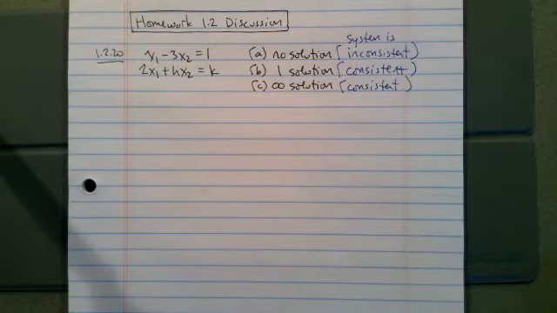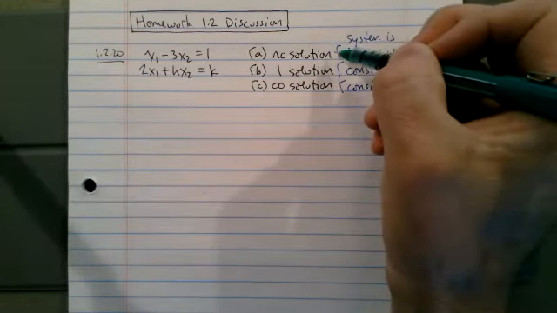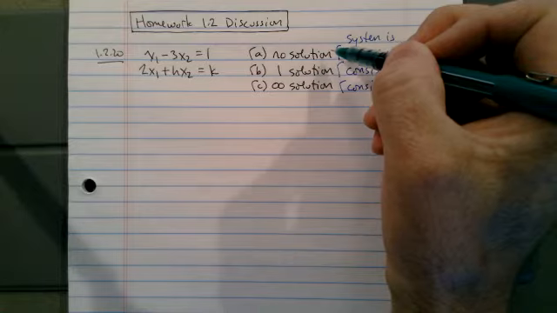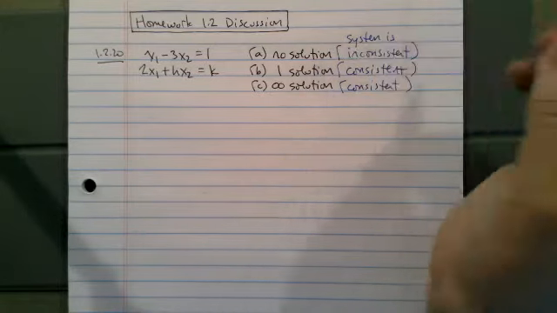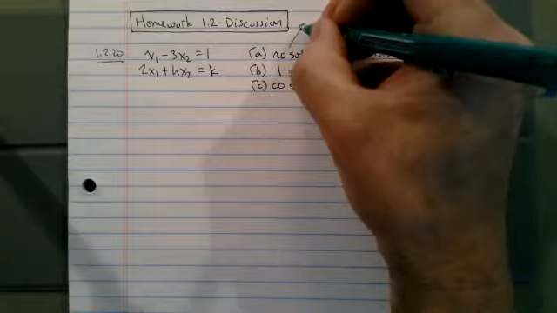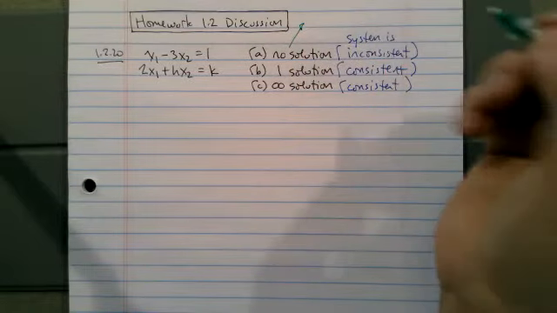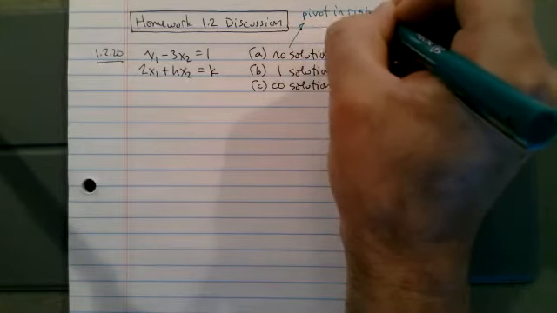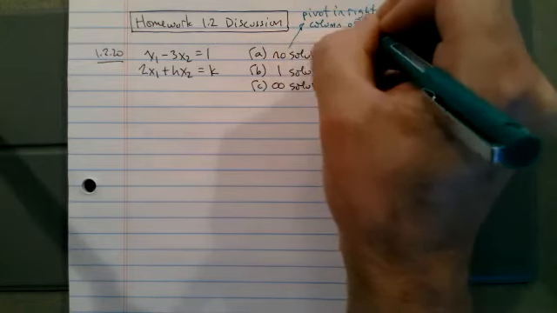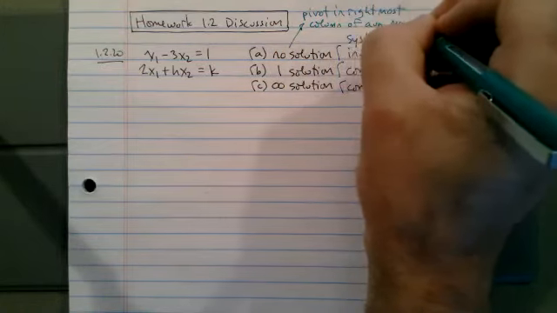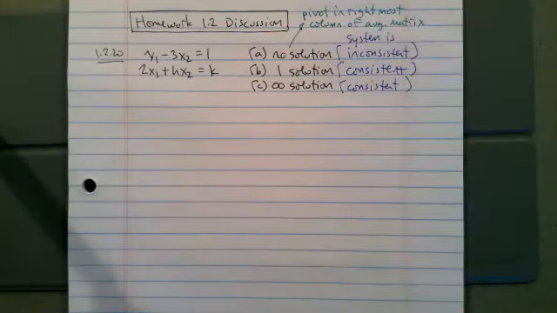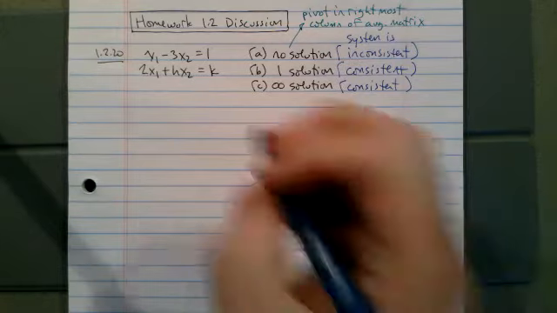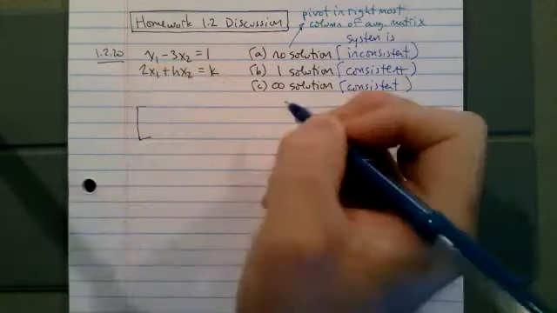So no solutions in terms of the augmented matrix would mean that the augmented matrix has a pivot in the rightmost column. So that's what we're going to get for no solutions. There's going to be a pivot in the rightmost column of the augmented matrix. That's what's going to tell us that there is no solution. So we're going to read this by looking at the pivots, so we need to look at the augmented matrix.